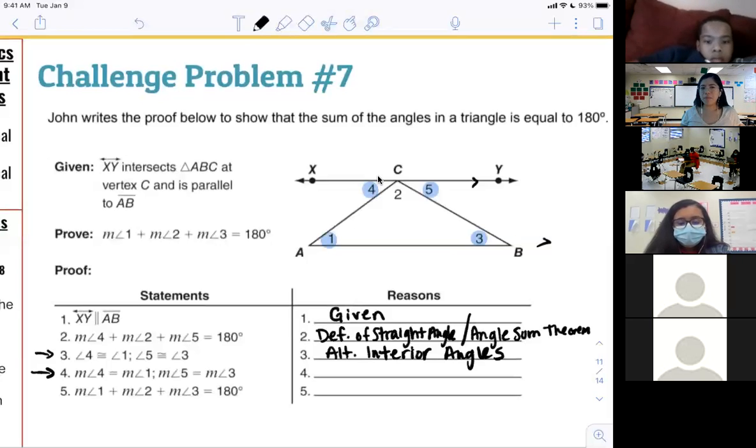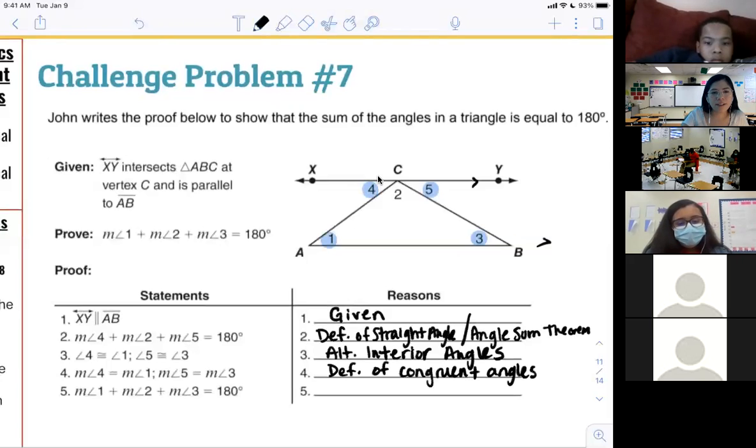Does anyone think maybe they know what this one is? Yeah, that's it. Emily's got it: definition of congruent angles. It's one of those that's just like, duh. Obviously, if they're congruent, they're going to be equal. But sometimes they throw that in there.